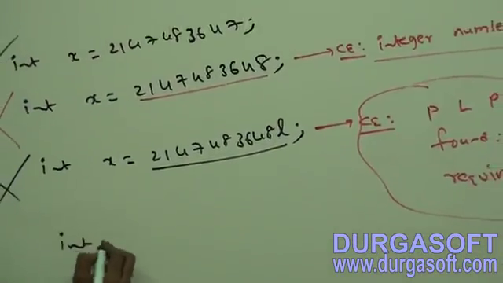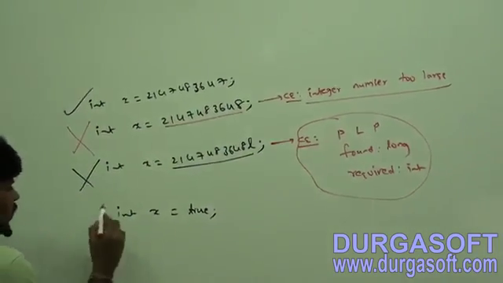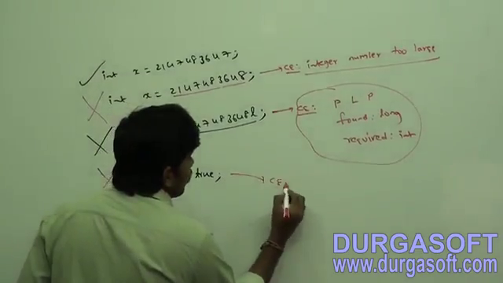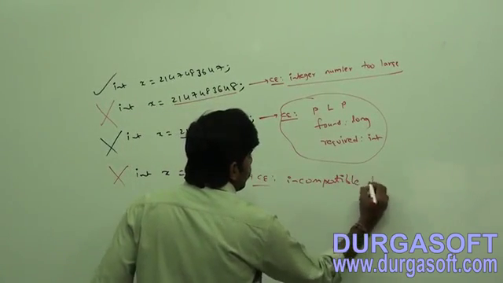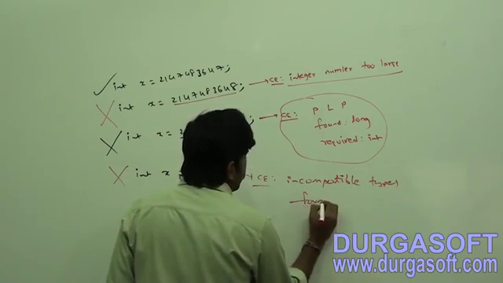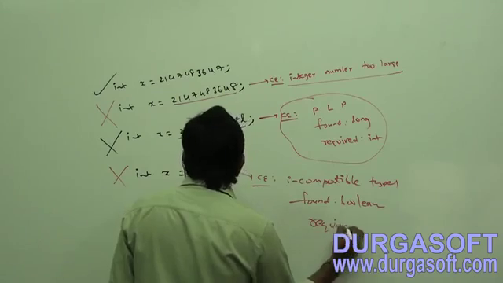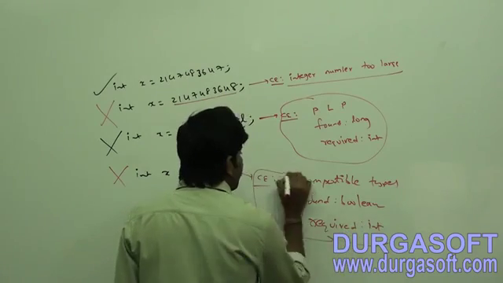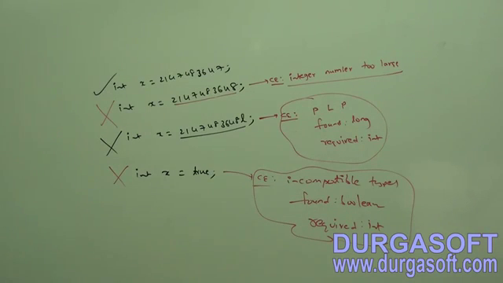Okay, last one, listen. Int x is equal to true, I'm taking. Is it valid or invalid? Invalid. What compile time error? Incompatible types, found boolean, but required int. This is the compile time error we will get. Take all these examples. That's all about int.